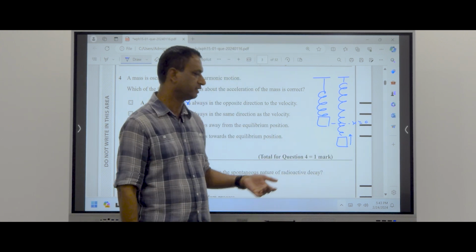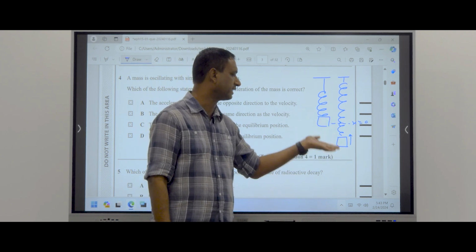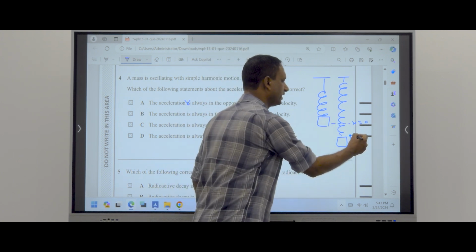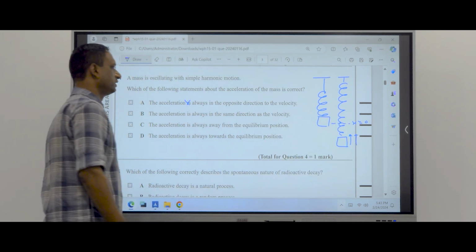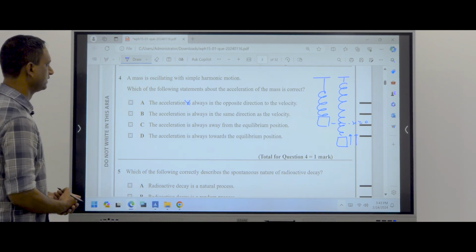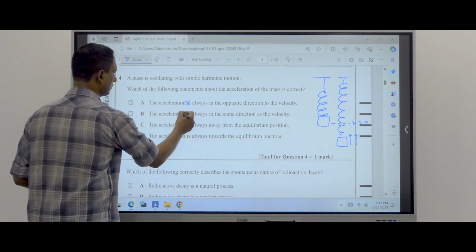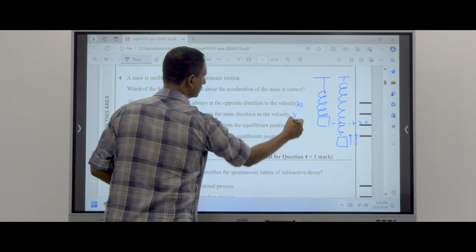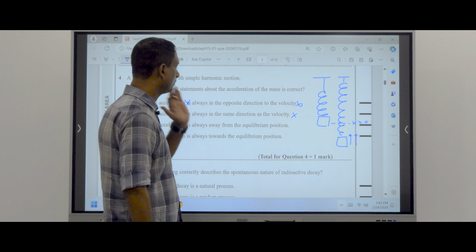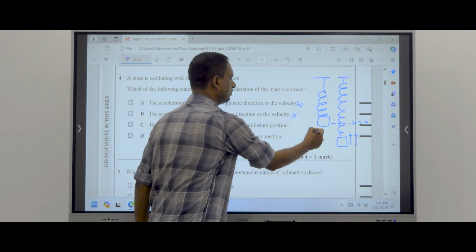Moving towards the center, acceleration is also towards the center, because force is towards the center. Velocity is also in the same direction. Then you can't say velocity is always opposite. Sometimes velocity is opposite to the acceleration. The acceleration is always in the same direction as the velocity. That is also wrong, because sometimes the acceleration is opposite. When it is going away from the center, velocity is down but acceleration is up.